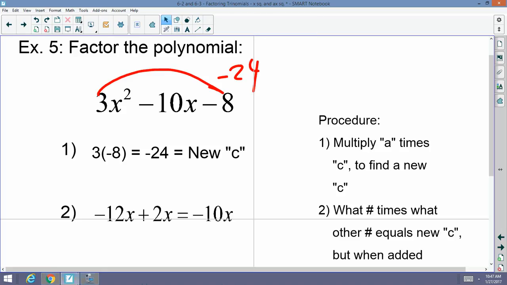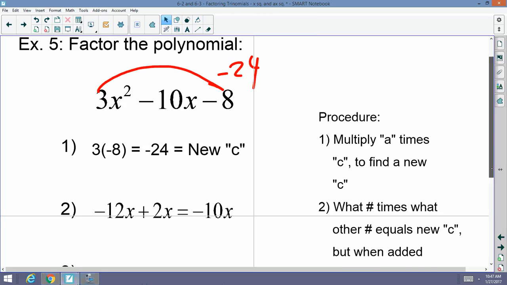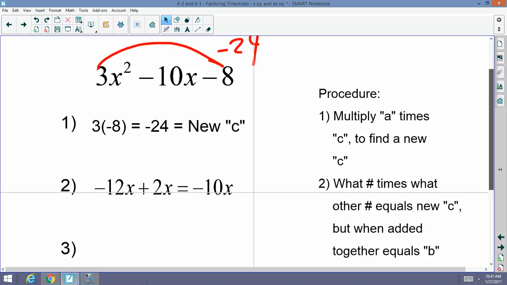Now, what times what is negative C, but when added together is B? Got negative 10. All right. Okay, this is another procedure. This is a new way, another way to do it.